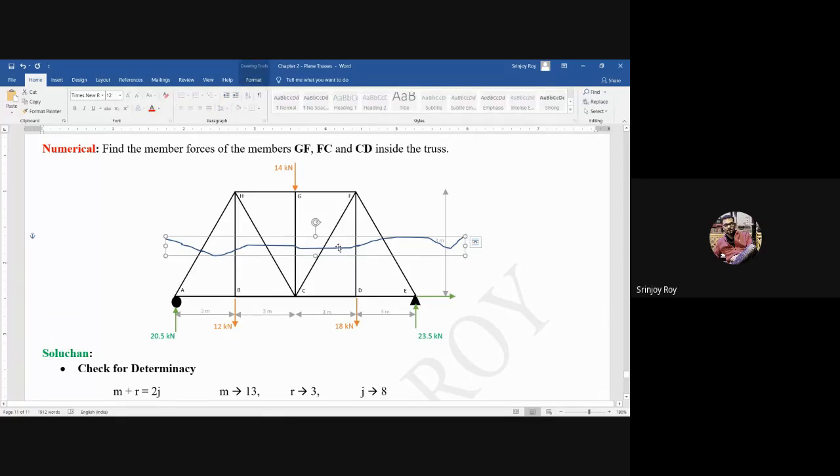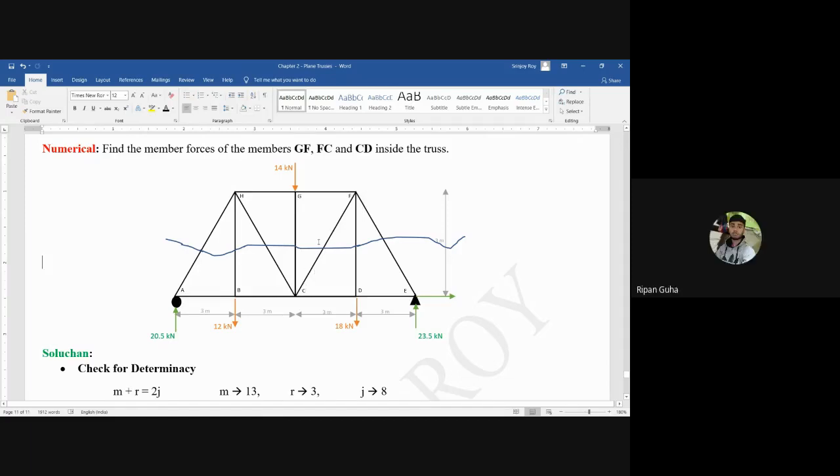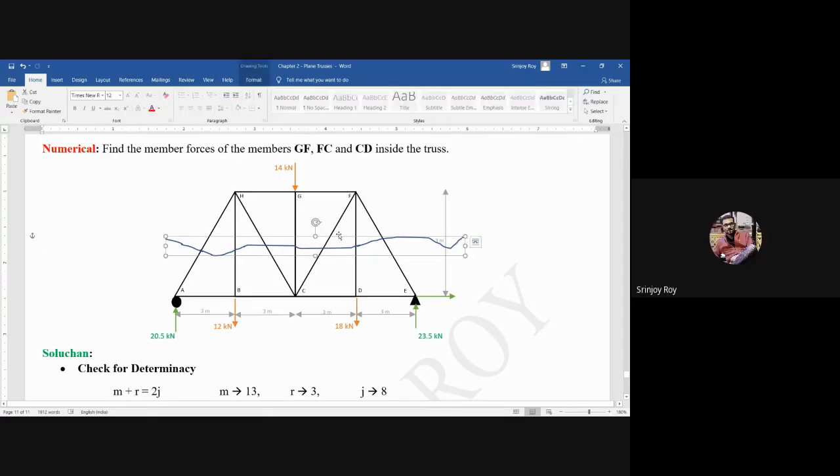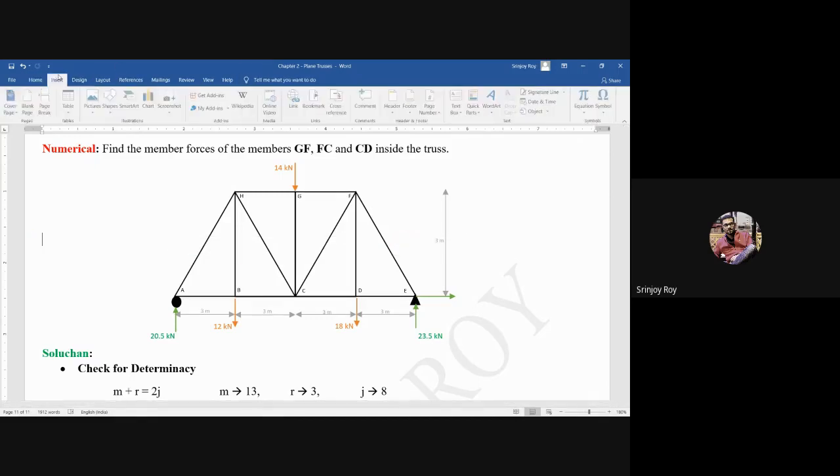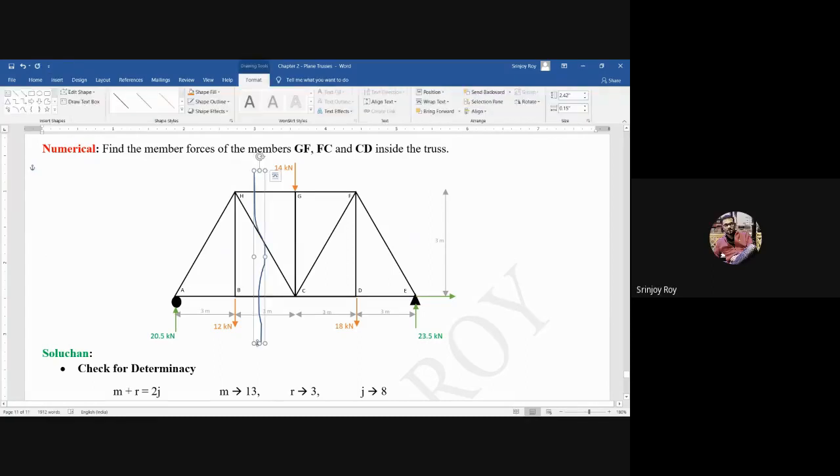I have actually written this thing. Okay, everybody. So if I just cut this section like this, will it serve our purpose? What are the unknown forces that will be generated? One is this, one is this, one is this, and one this. Out of this, only the CF joint is the thing. If I cut it vertically like this, between G and F and the CD line.